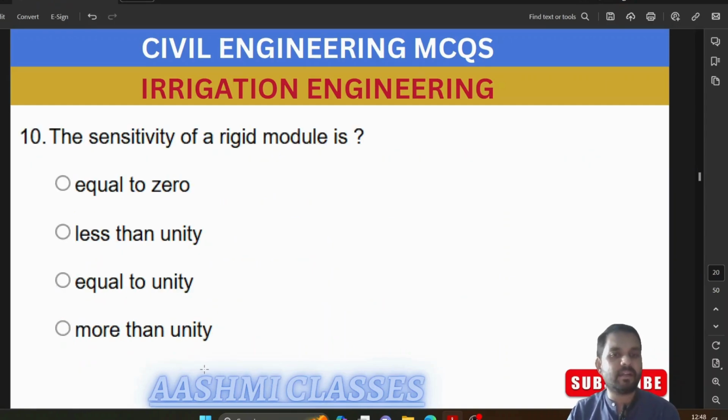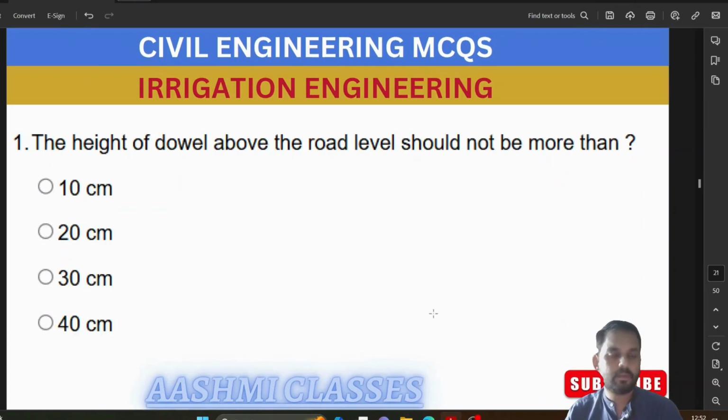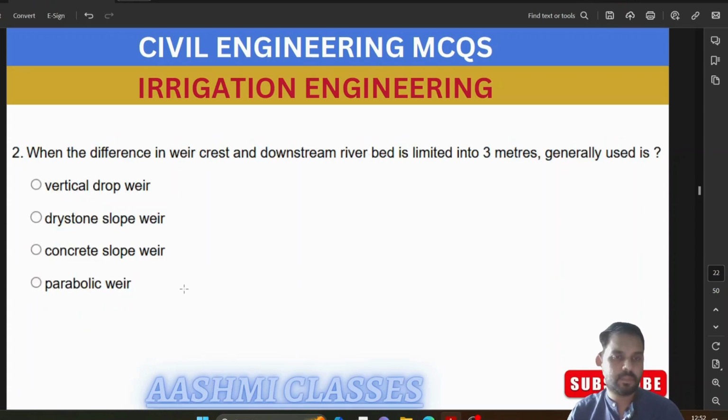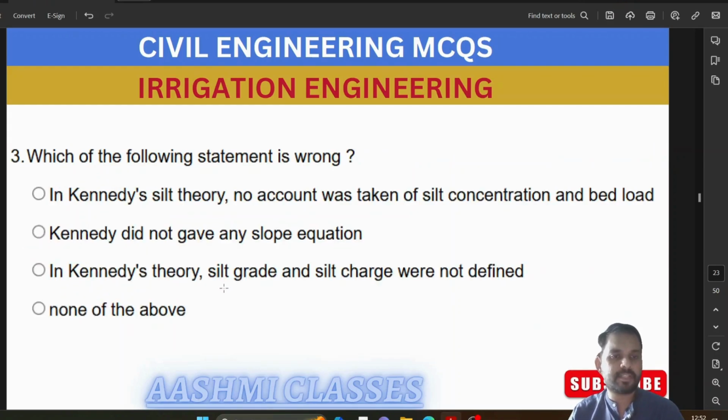The sensitivity of a rigid module is equal to 0. Height of dowel above the road level should not be more than 30 cm. When the difference in weir crest and downstream river bed is limited to 3 meters, generally used is concrete slope weir. Which of the following statements is wrong?